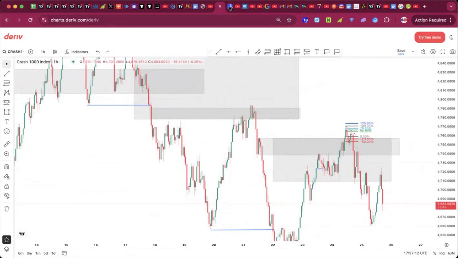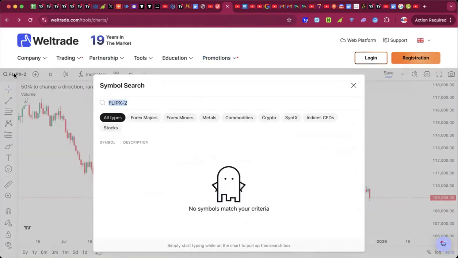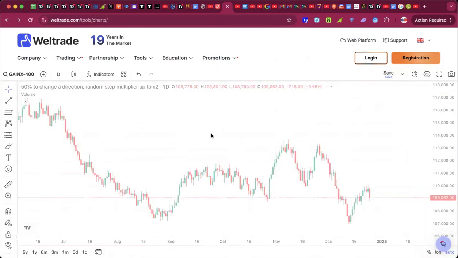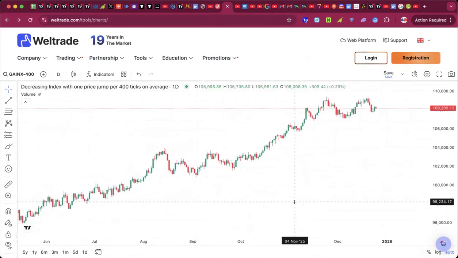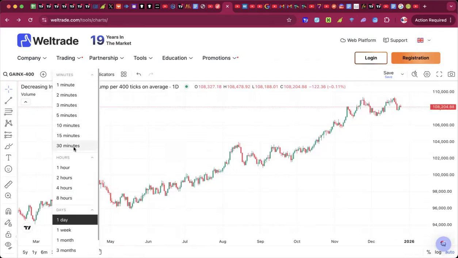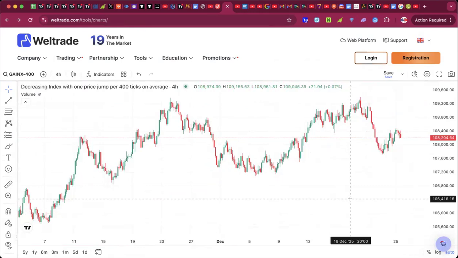So it's the same thing that happens to any of the Pain and Gain indices you probably want to use. Like me, I just love to be on particular ones. So look at this gain, 400. So let's go on 4 hours, 1 hour. So why not daily? It may take a longer time for you to find a trade.